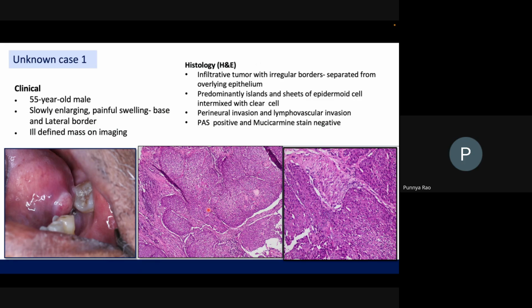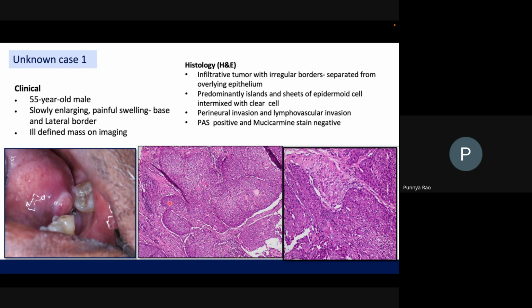Let's see a case in point when you may use molecular testing. A 55-year-old male came to our department with a slowly enlarging painful swelling in the base of the tongue, extending onto the lateral border. So this is what was seen, but the CT scan did show that it was extending further into the pharyngeal areas. So it was in the base of the tongue.